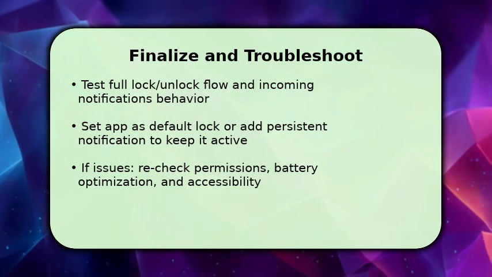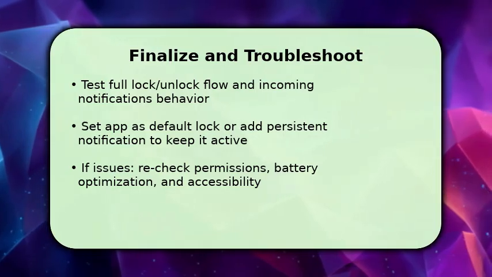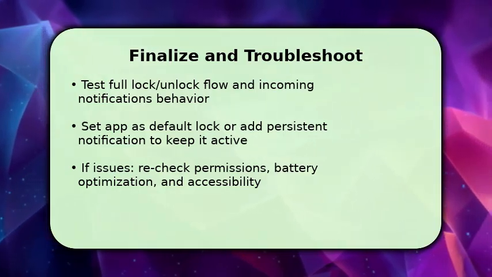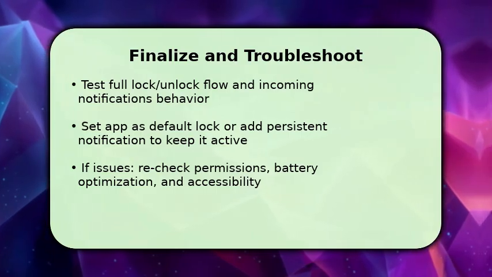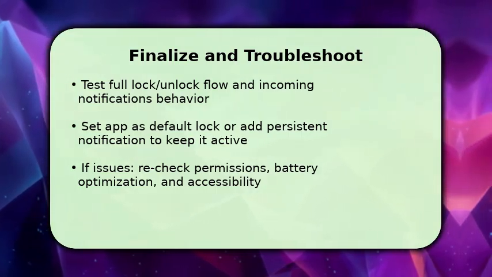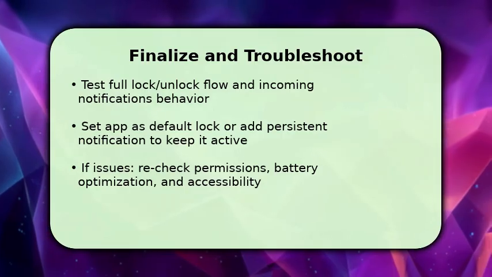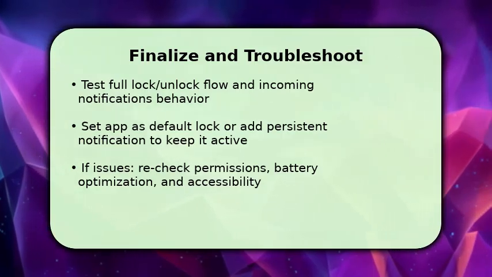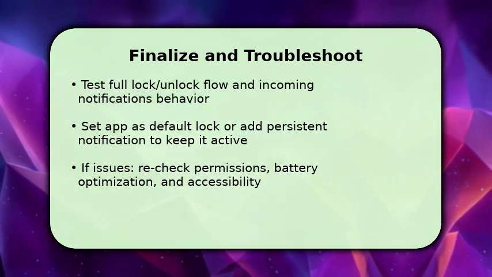Finally, test the whole flow. Lock the phone, wake the screen, and confirm notifications and shortcuts behave like an iPhone lock screen. If the app isn't persistent, set it as the default lock screen where possible or enable a persistent foreground notification so Android won't kill it.